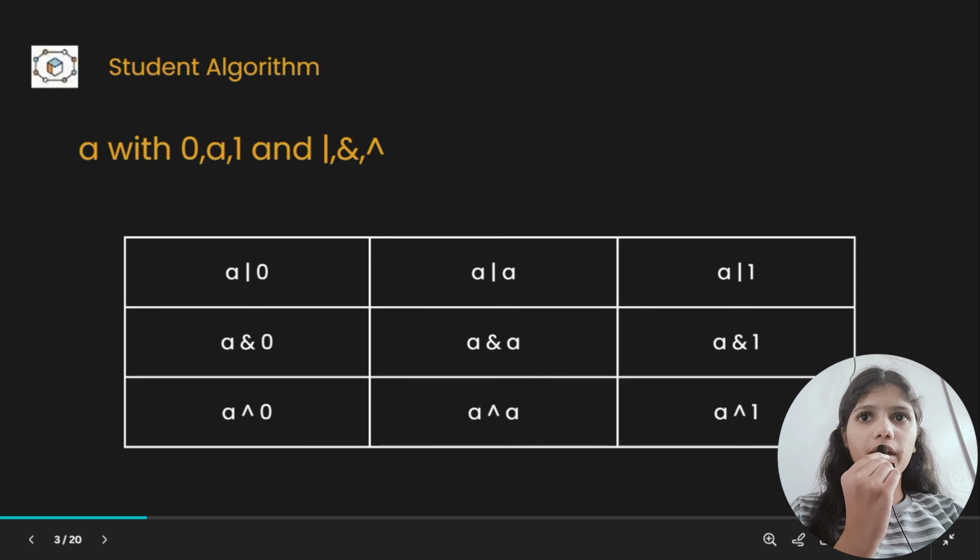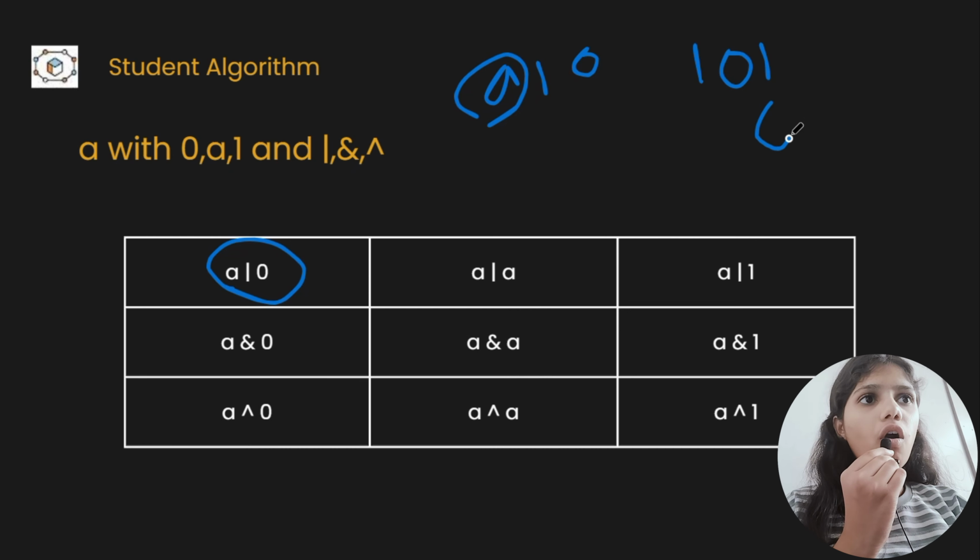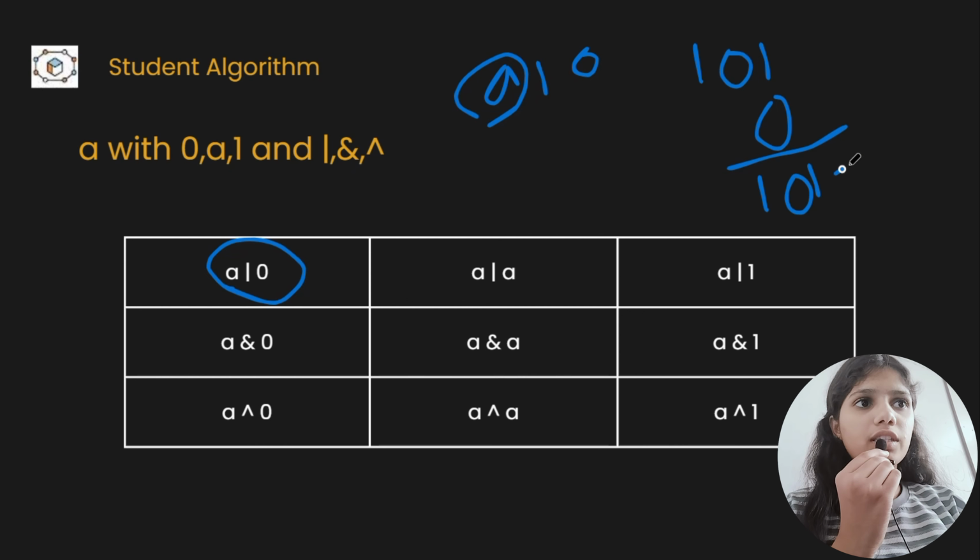First and foremost topic, we are going to perform certain operations with A. The operations are OR, AND and XOR. Now let's analyze it deeply. First thing, A OR 0. Let's consider A can be any number. Suppose A is 5. The binary representation of 5 is 101, right? If we perform the OR operation on this with 0, what will we get? 101, the same number, which is equal to A.